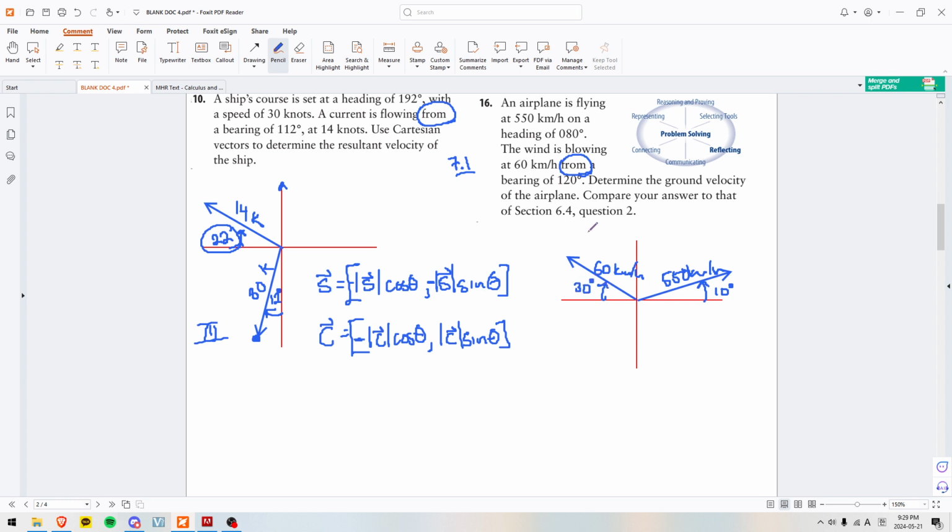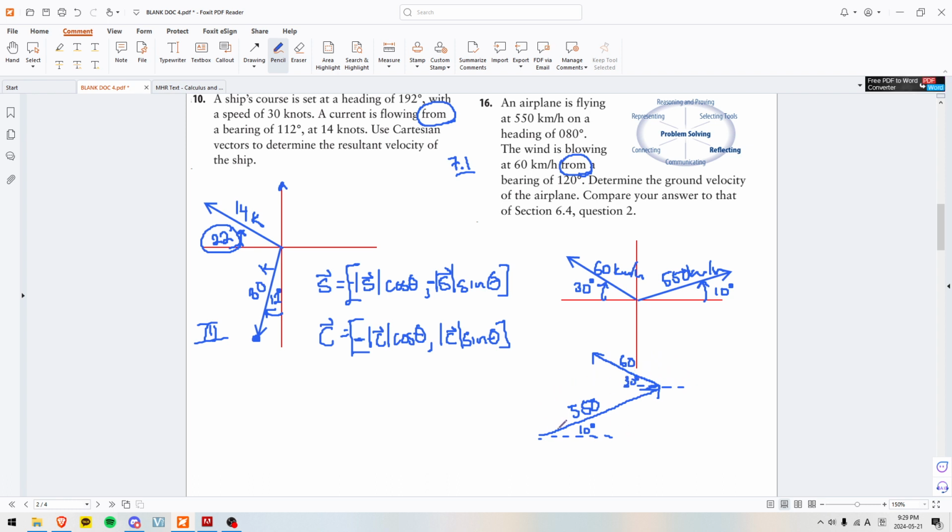Determine the ground velocity of the airplane. In other words, find the resultant. Because ground velocity is your plane relative to the Earth. So here we go. We can do this geometrically. Like we could do, okay, here is a 550 vector with a degree of 10. And then head to tail, I have a 60 kilometer vector. And this is 30 degrees.